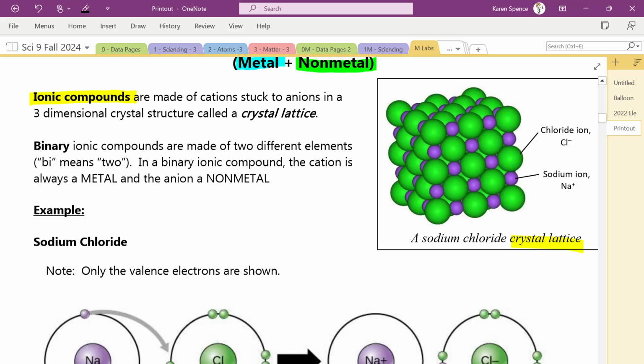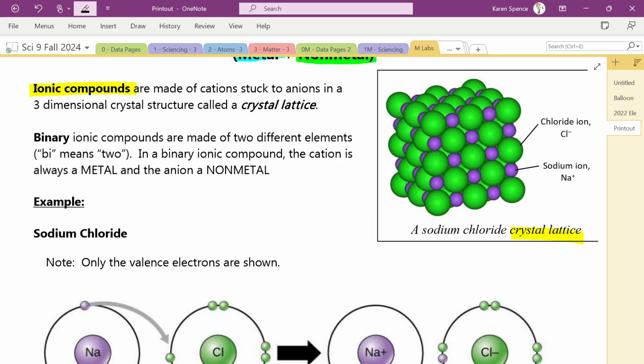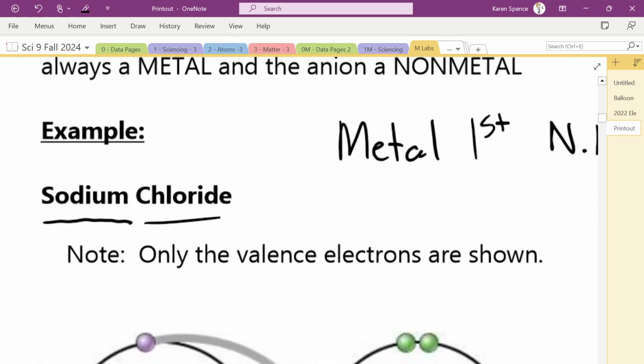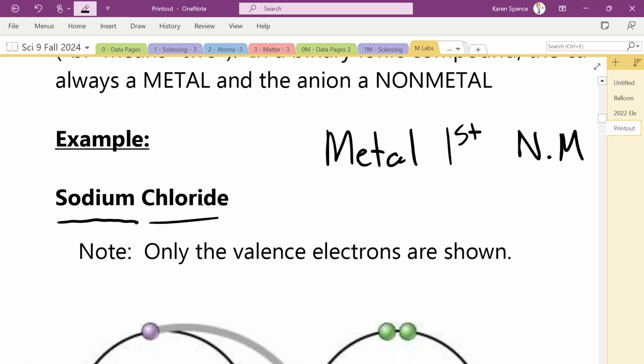Who always goes first in the name? The metal. It goes first in the name, it goes first in the formula. So it's always metal first, non-metal second. And these are so easy because all you do is you name the metal, sodium, and then you name the non-metal ion. And what do you have to do to the ending of a non-metal ion? You have to change it to "ide," and that's it.